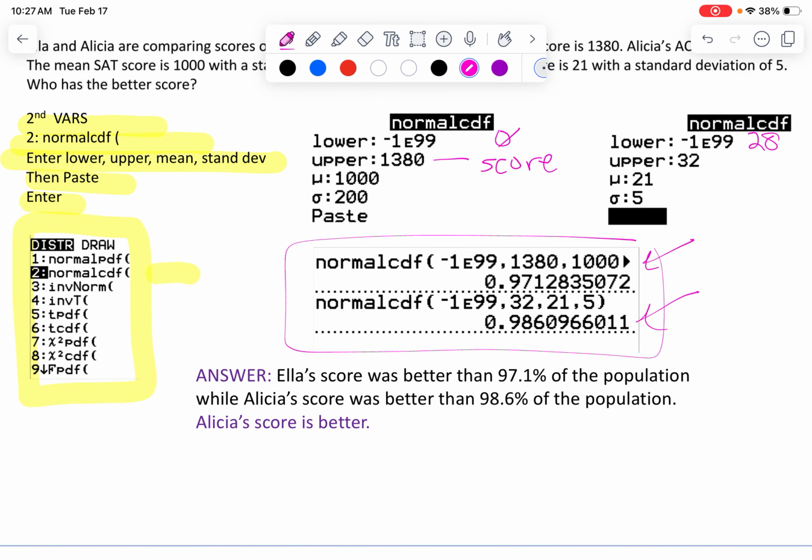Sometimes when you do this, you might have to go out a few decimal places before you notice where the difference is. They might be really, really close. So if that's the case, go a little further out to make that determination.